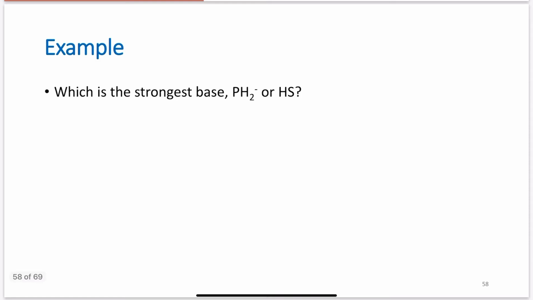So let's work a few example questions. What is the stronger base, PH2 minus or HS minus? Well, strongest base means that it wants to accept a proton. The stronger the base, the weaker the acid. They are inversely proportional to each other. So PH2 minus comes from PH3, and HS minus comes from H2S. If I look at these two on the table, this is going this way. So H2S is a stronger acid.